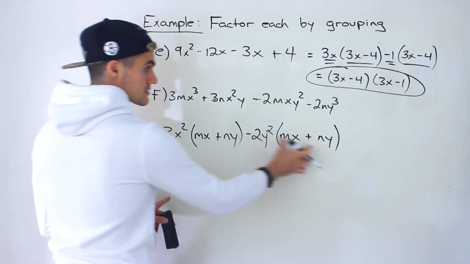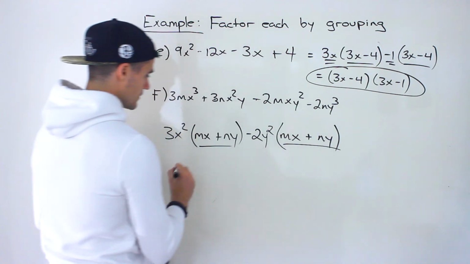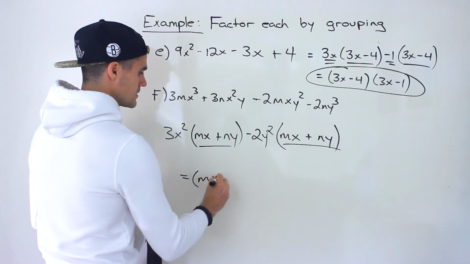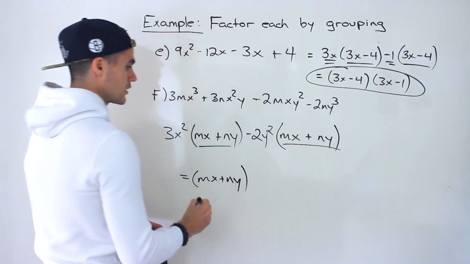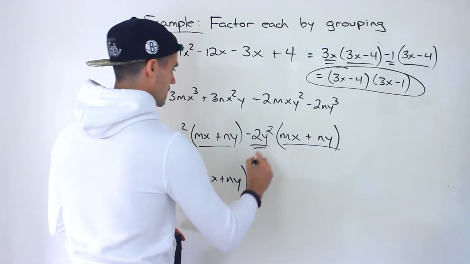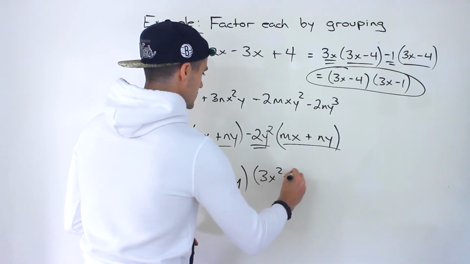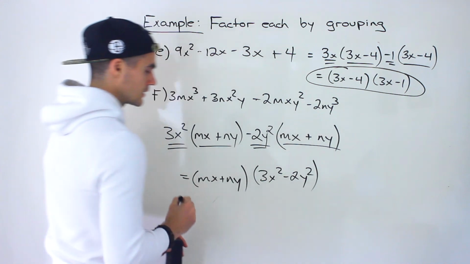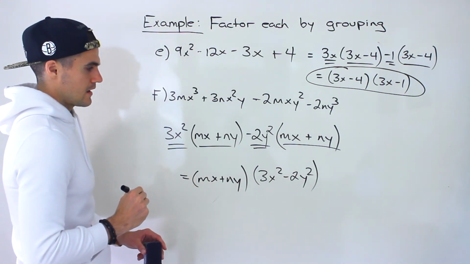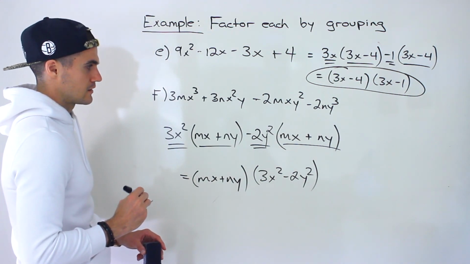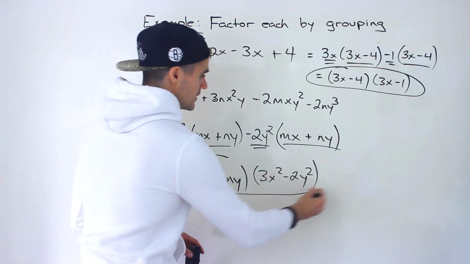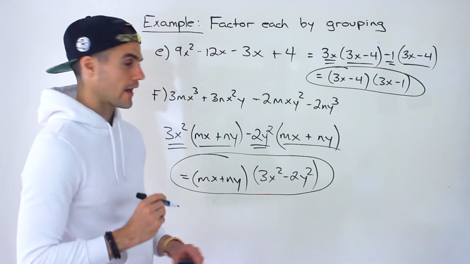And then here, notice the brackets are the same. All right, so this one's fairly complex. There's a lot of variables going on, and we're left with a 3x squared minus 2y squared like that. And then those do not factor any further. So that would be the solution to part F.